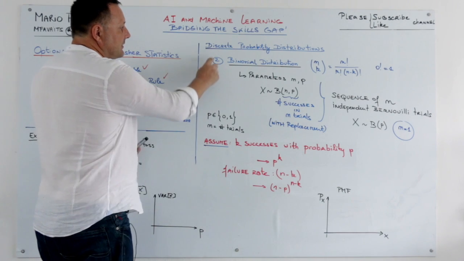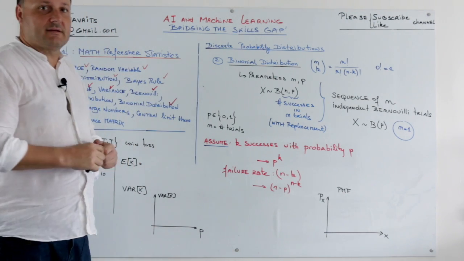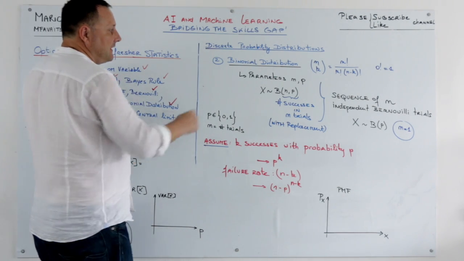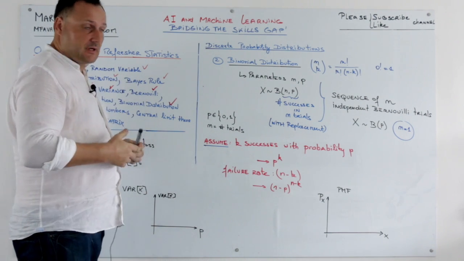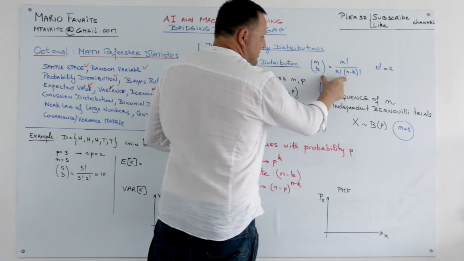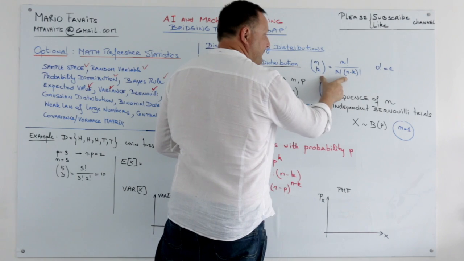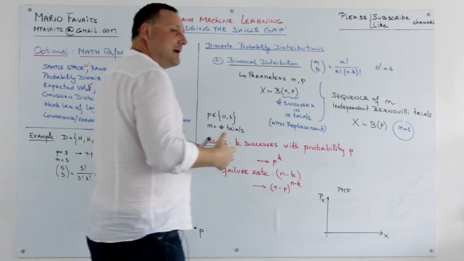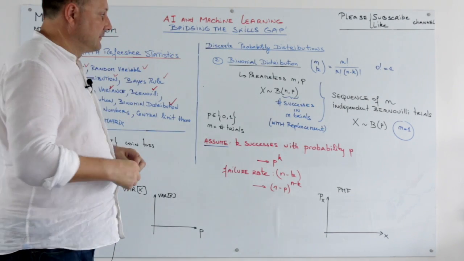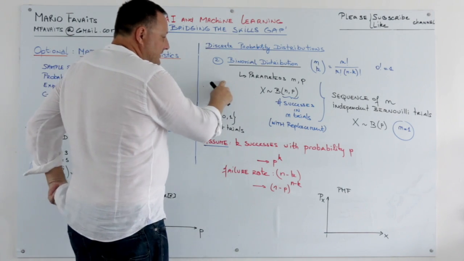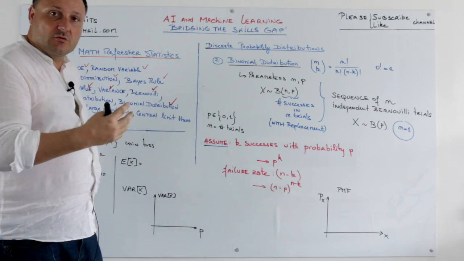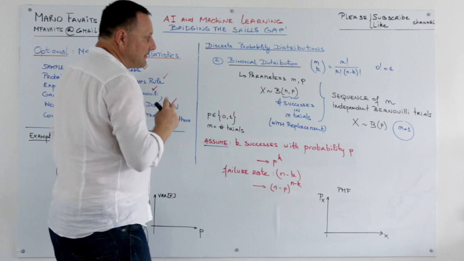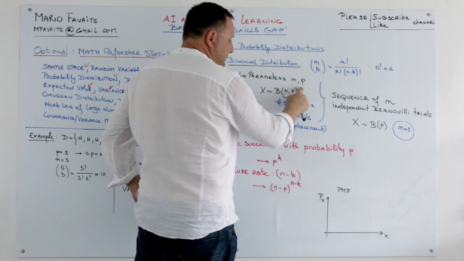Alright, let us take a look now at the second discrete probability distribution, the binomial distribution. The binomial coefficients we've just derived. Also keep in mind that 0 factorial is 1. The binomial distribution, in contrast to Bernoulli, has two parameters, n and p.